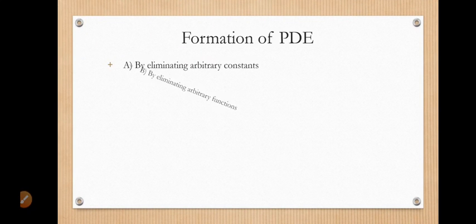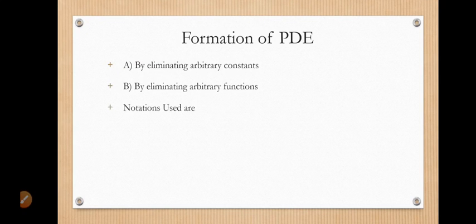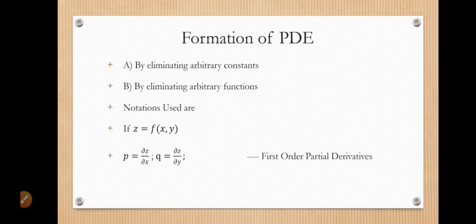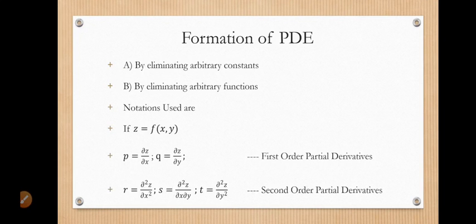Also we have seen that partial differential equation can be formed in two ways. First, by eliminating arbitrary constants, and the second way is by eliminating arbitrary functions. For this we are using some notations. If z equal to f of x, y, then the first order partial derivatives of z with respect to x and y are denoted by p and q respectively, and the second order partial derivatives of z with respect to x, x y and y are denoted by r, s and t respectively.